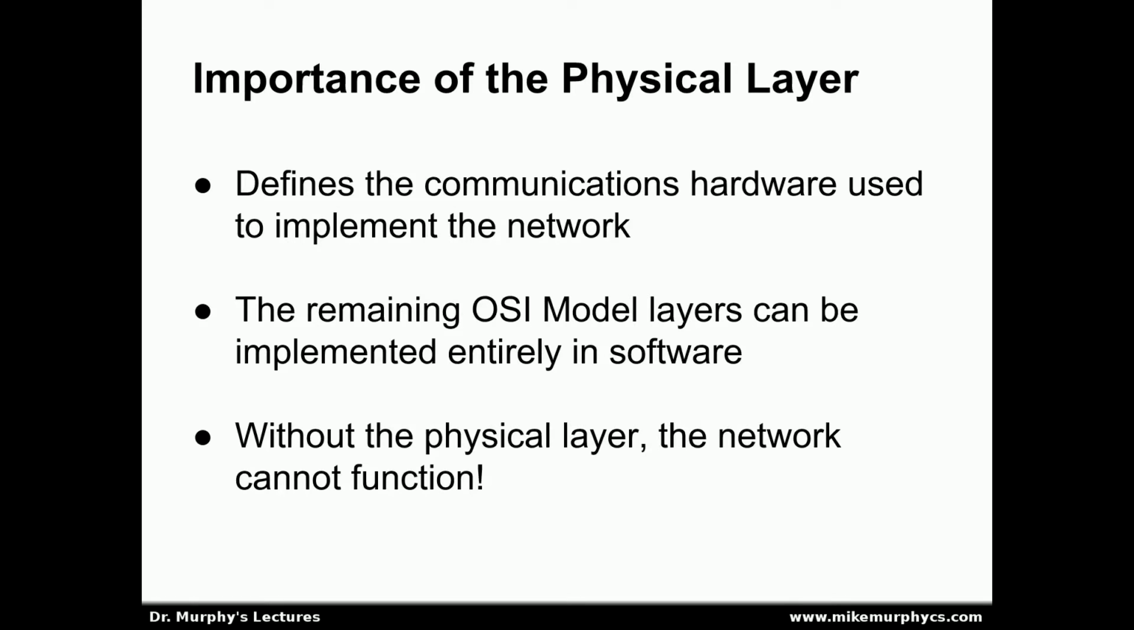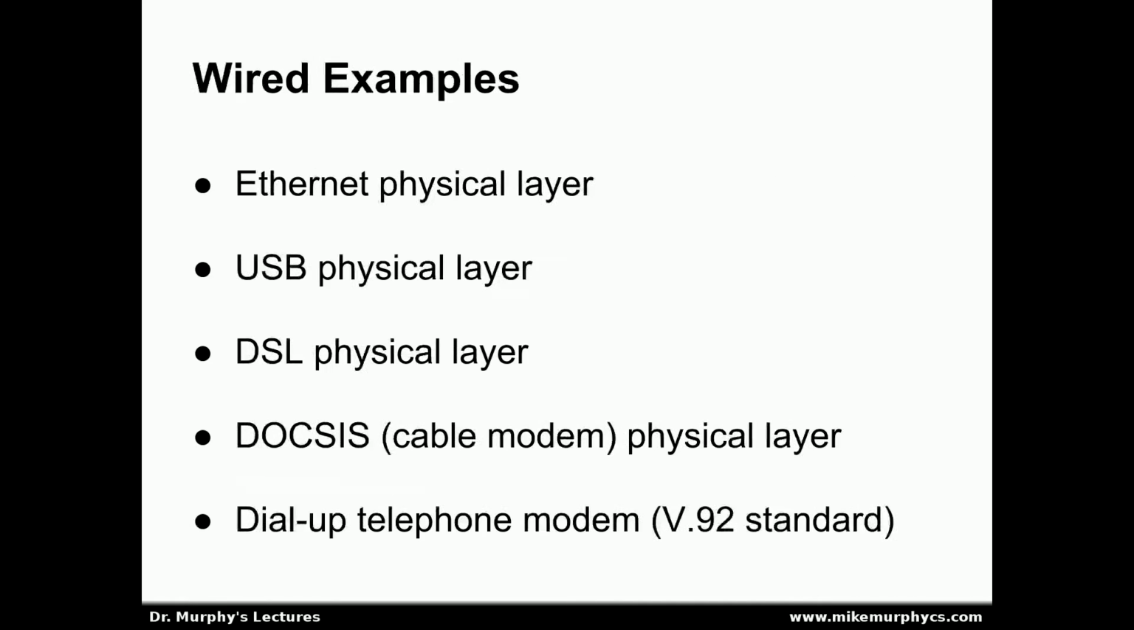This layer defines the communications hardware that's going to be used to implement the network, and every other layer of the OSI model can be implemented on top of it, and moreover, every other layer of the OSI model can technically be implemented entirely in software. So the software needs some kind of hardware on which to run. The physical layer provides that hardware and allows the network to function. So let's look at a few examples of different types of physical layers.